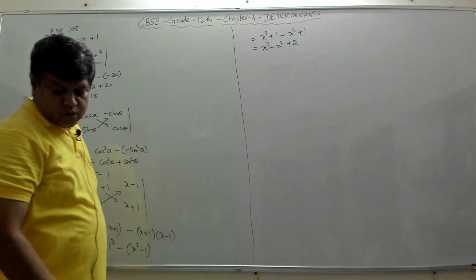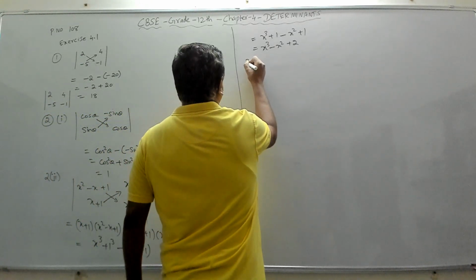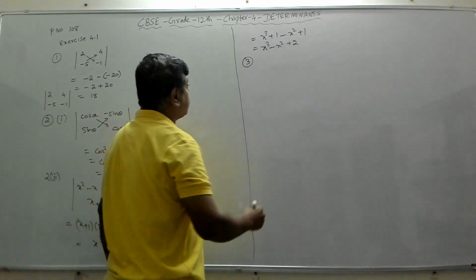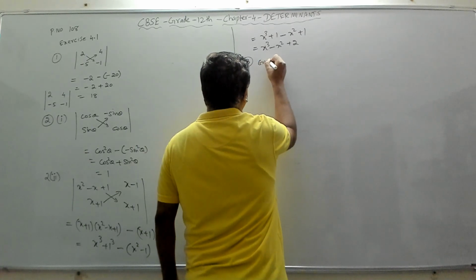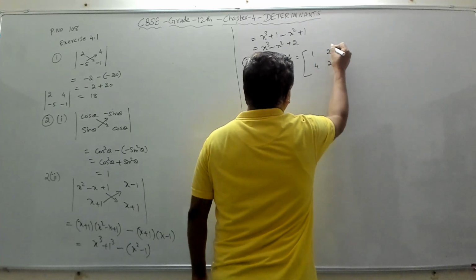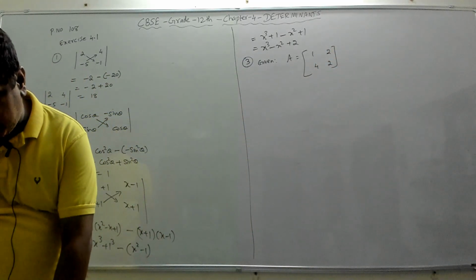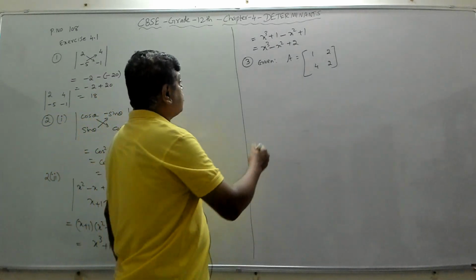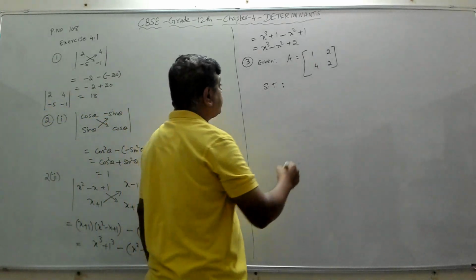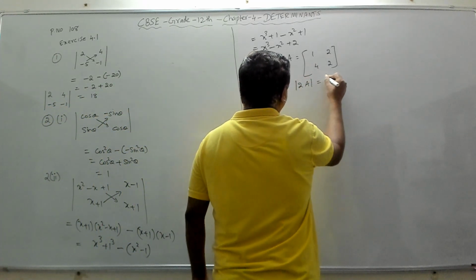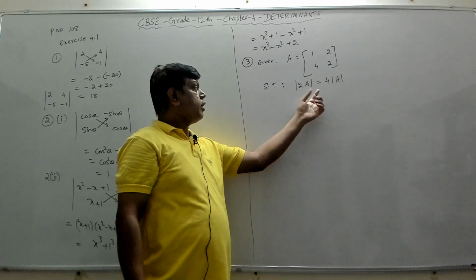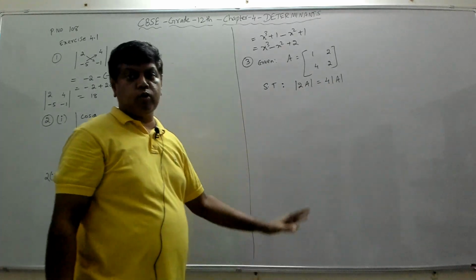Now let's go to the third problem. The third question is, if A equals 1, 2, 4, 2. So given is A equal to 1, 2, 4, 2. That is the matrix A. We have to show that determinant of 2A equal to 4 into determinant of A. Determinant of the 2A matrix is equal to 4 times determinant of A. We have to show this.